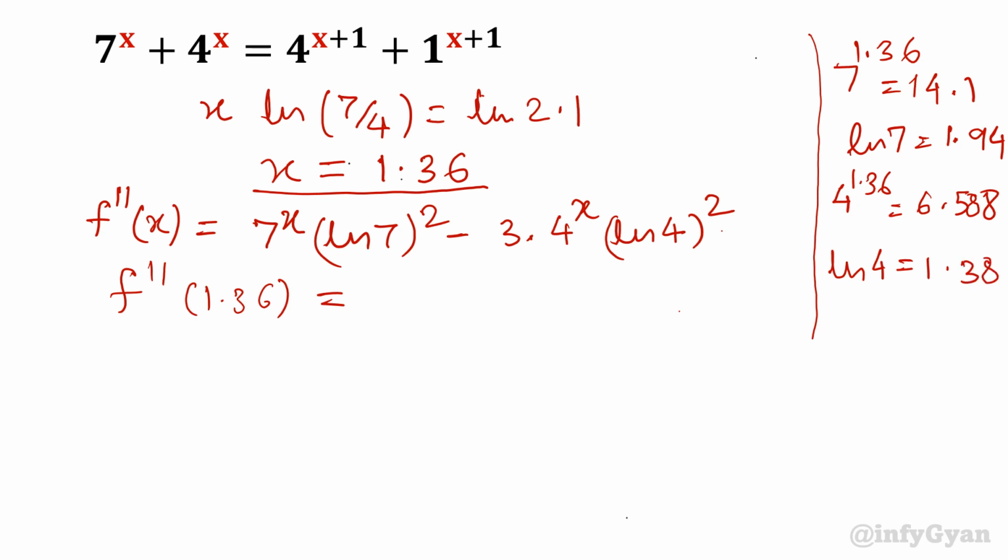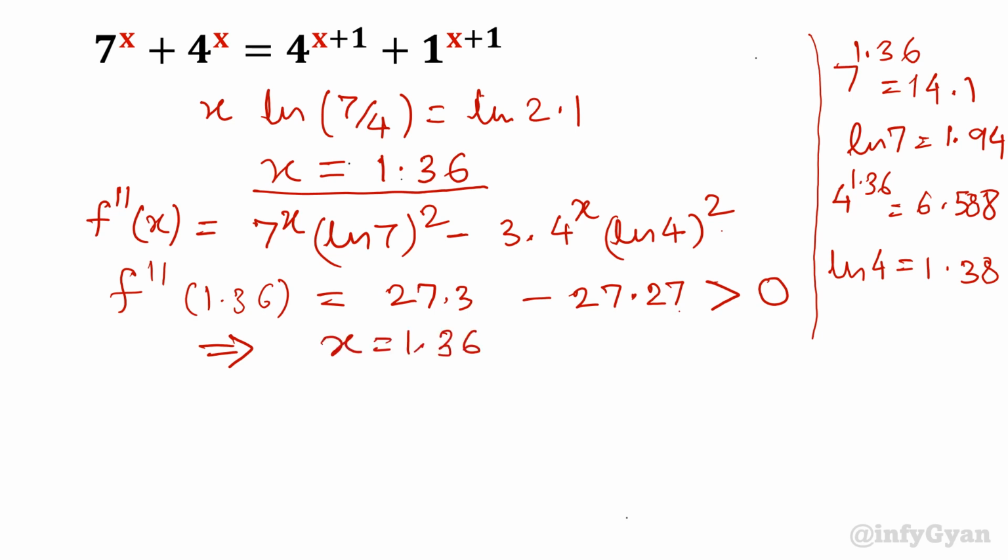If I put the values, it is coming out 27.3, I have taken one decimal place, minus 27.227, like this. The important point is this value is positive. So the conclusion is, by this calculation, we can conclude x equal to 1.36 is our minimum.